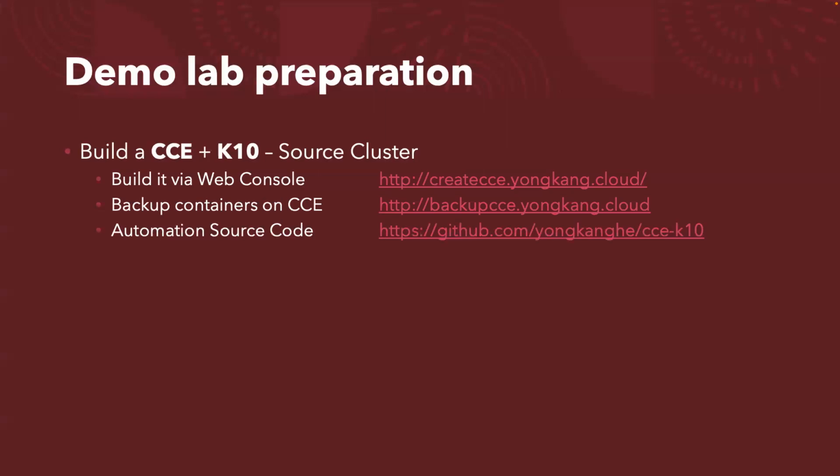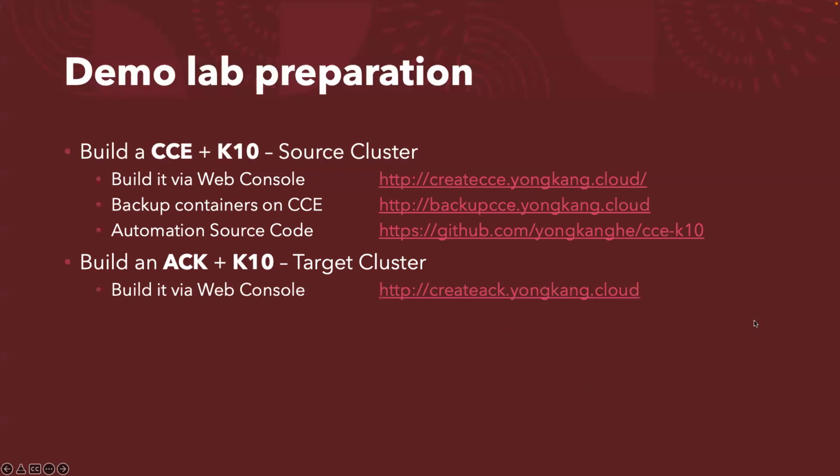How to automate it? I have the automation source code available on a GitHub page. Secondly, you need to build a target cluster. If you don't have an ACK cluster from Alibaba Cloud, I have a YouTube video to walk you through how to build an ACK cluster on the web console. Here's a link. And if you like automation, I also have that. Basically, you can automate the ACK cluster creation and the protection by the API.